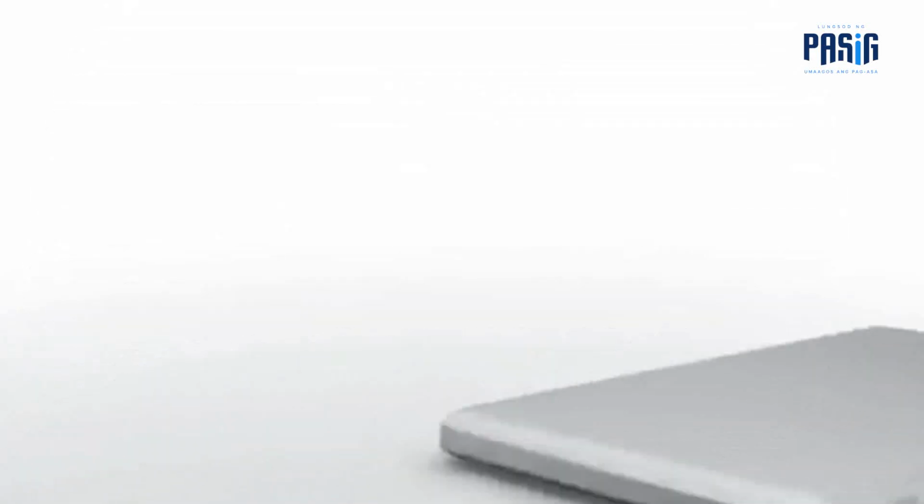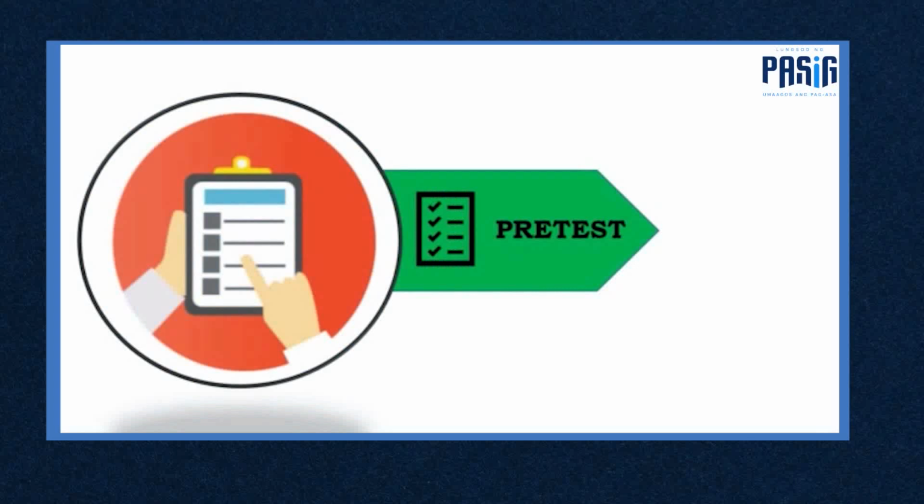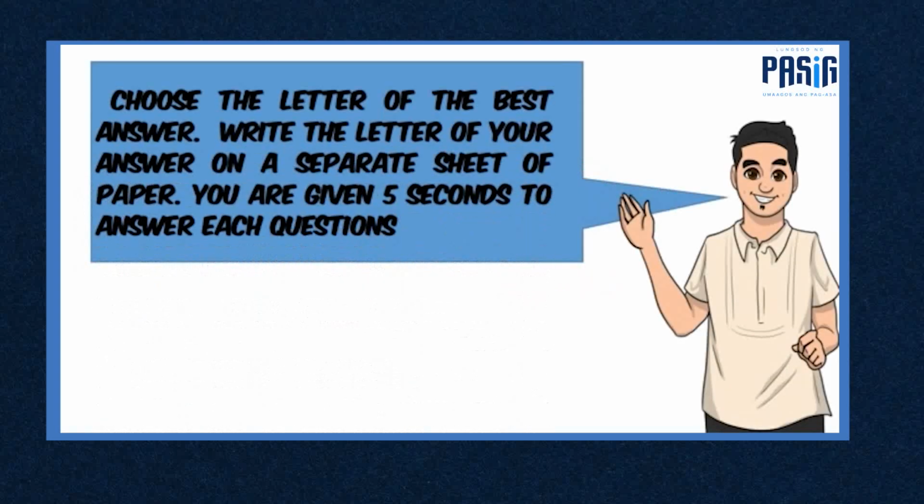Let us have some pre-tests. Choose the letter of the best answer by writing the letter of your answer on a separate sheet of paper. You are given 5 seconds to answer each question.